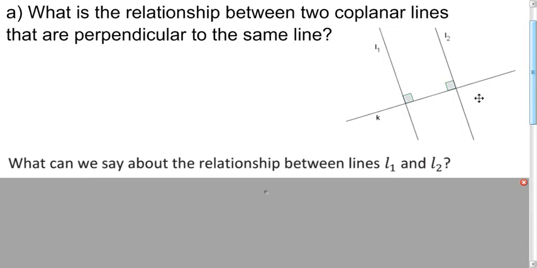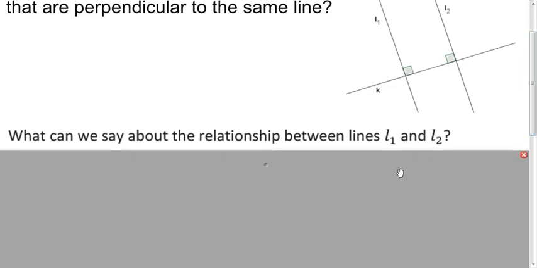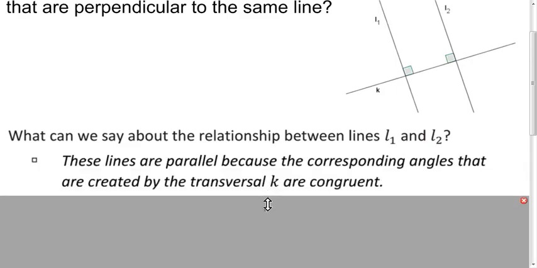And we have lines L1 and L2 are both perpendicular to line K. What can we say about lines L1 and L2? Well, we proved this in a previous lesson, that when we have lines that are perpendicular to the same line, they're parallel to each other. And lots of reasons for that. One of them is you can say that the corresponding angles are congruent, right? Because these are all 90, so when the corresponding angles are congruent, they're parallel.